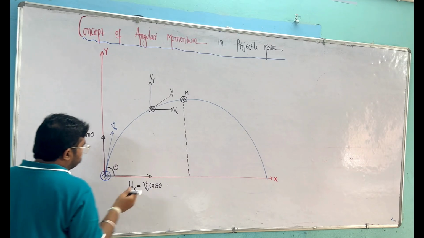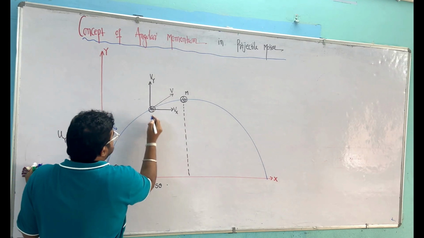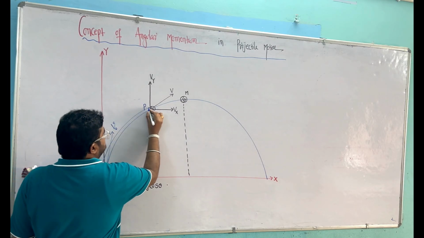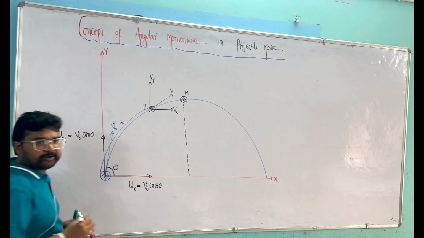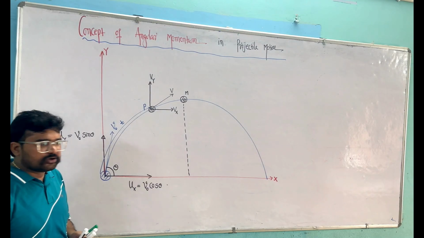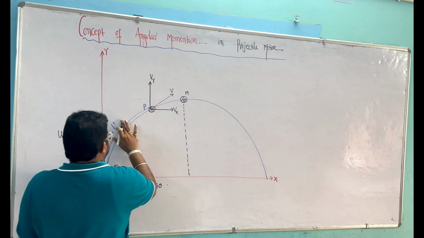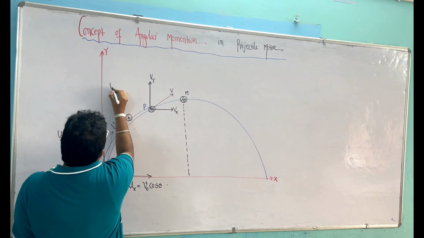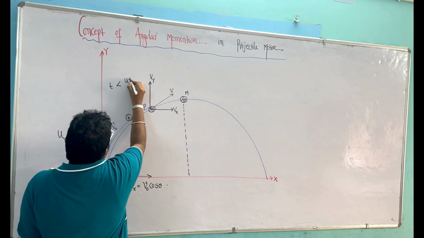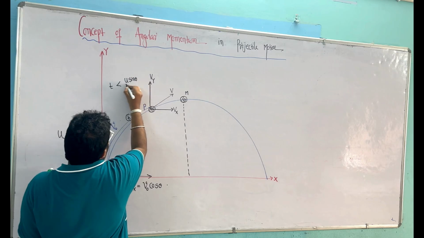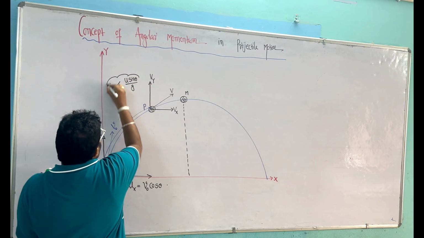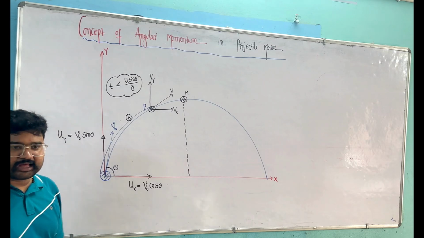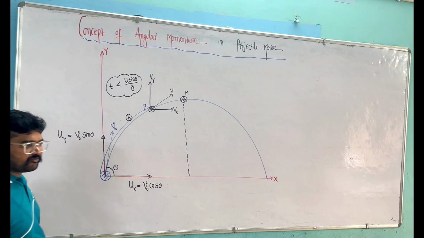Now we need to take the position vector of some arbitrary point. It takes time t to reach this point. Here t is less than u sin theta by g, that is, less than the time of ascent. Understood? Less than the time of ascent.